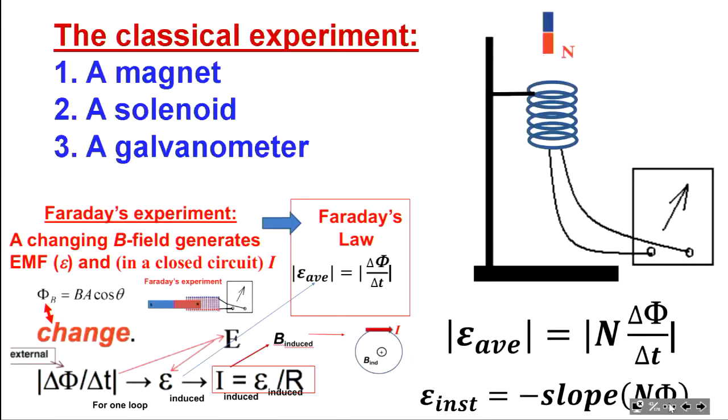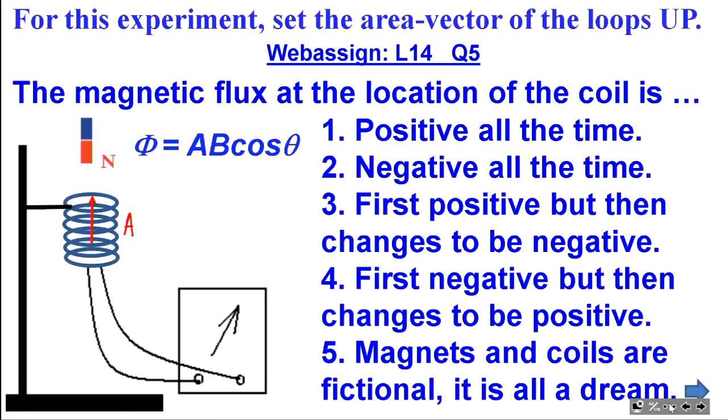Well, this is the summary. A classical experiment: a magnet, a loop, a coil, a galvanometer, and let's practice. In this experiment, we are already told how to set the area vector. It is set for us, so we don't change it, we just use it.